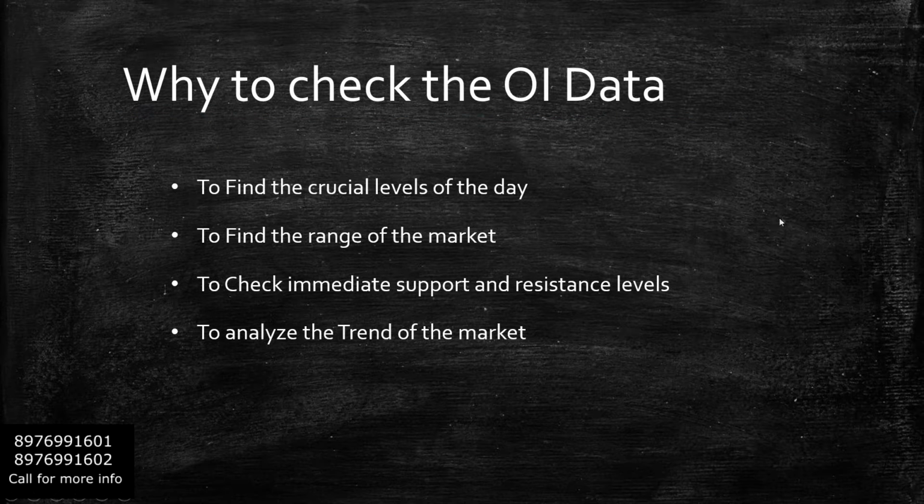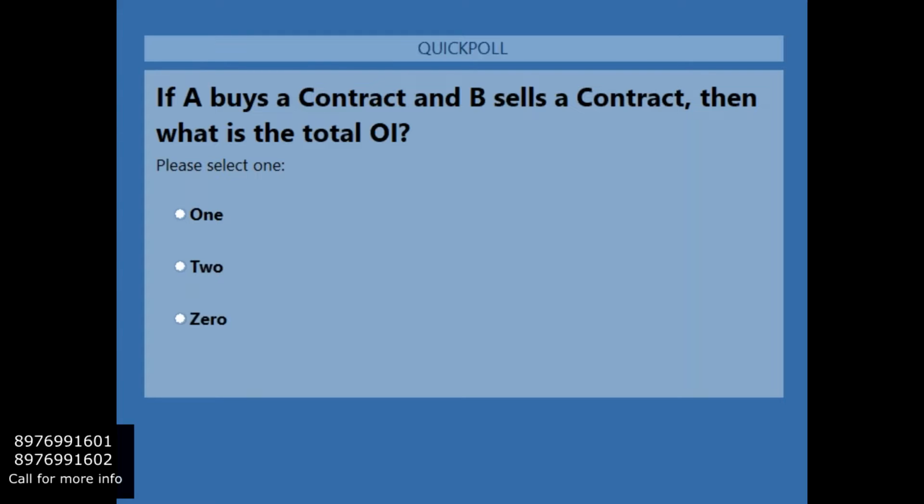For that, I'll create a poll for now. I'd like you guys to answer it. I've launched a poll for you guys. The question is, if person A buys a contract and person B sells a contract, what is the total number of open interest over here? Is it 1 or 2 or is it 0? We'll wait for some time to collect the responses and then we'll proceed.